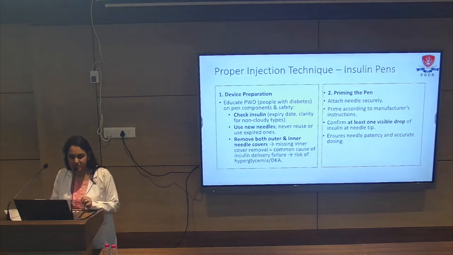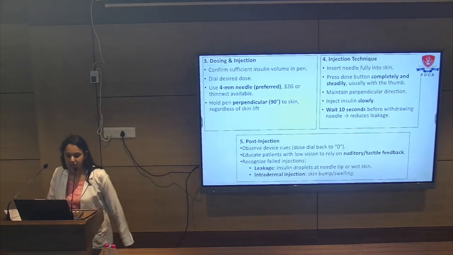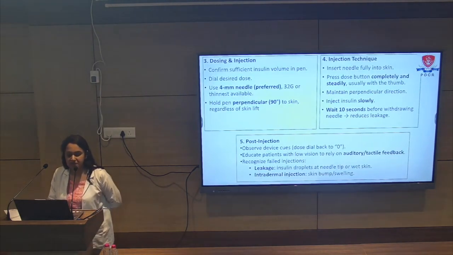We always prime the pen. Attach the needle securely, prime according to the instructions, and confirm at least one visible drop of insulin at the needle tip. This ensures needle patency and accurate dosing. Now we have to confirm there is sufficient insulin volume in the pen. We dial the desired dose. We use a 4 millimeter, 32 gauge needle. Hold the pen perpendicular to the skin regardless of skin lift.